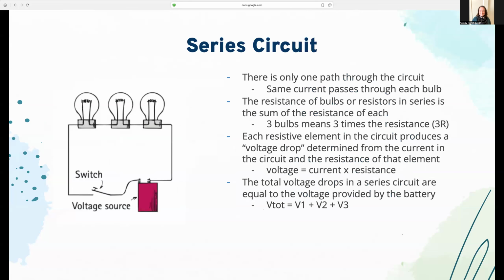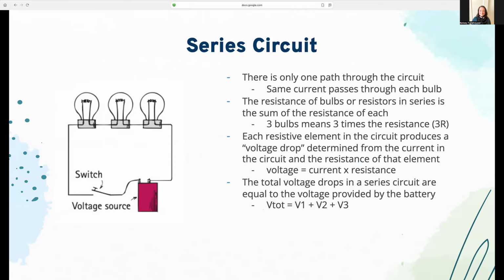This is also a series circuit. In a series circuit, there's only one path through the circuit. So the same current must pass through each element because there's no option of avoiding any elements. The resistance of the bulbs or resistors in series is the sum of the resistance of each. So 3 bulbs means 3 times the resistance. Each resistive element in the circuit produces a voltage drop determined from the current in the circuit and the resistance of that element. Again, voltage is current times resistance.